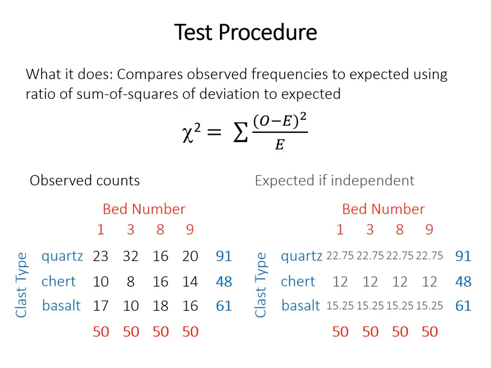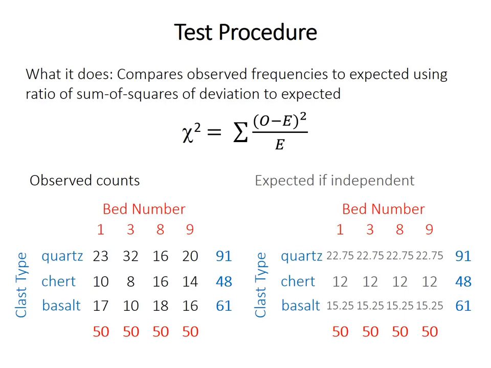So how does the test work? Well, it compares the observed frequencies to the expectation using the ratio of, on the top, the sum of squares of the deviation, so observed minus expected, and then that's divided by the expected value. The tables at the bottom show the observed counts on the left and the expected counts on the right.